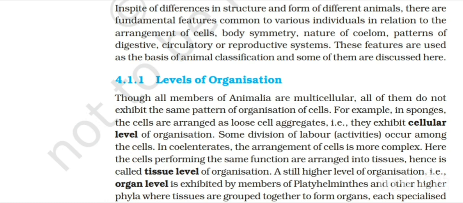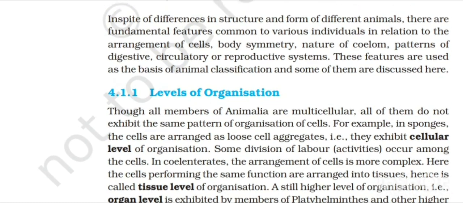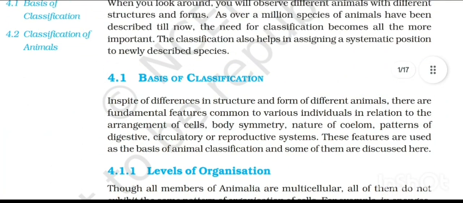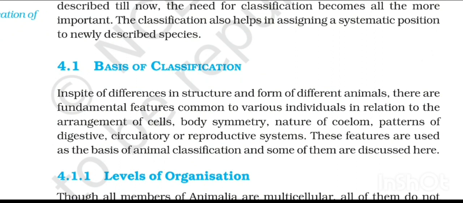So what are the bases of classification? In spite of differences in structure and forms in different animals, there are fundamental features common to various individuals in relation to the arrangement of cells, body symmetry, nature of coelom, and pattern of digestive, circulatory and reproductive systems. These features are used as the basis of animal classification.